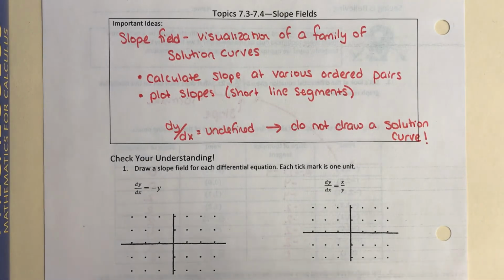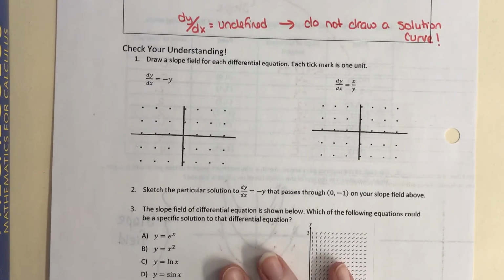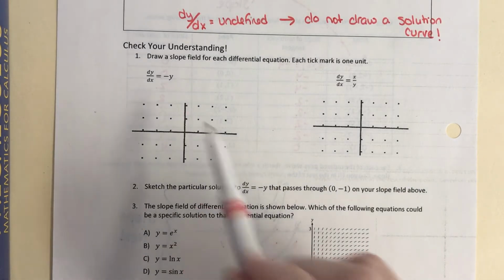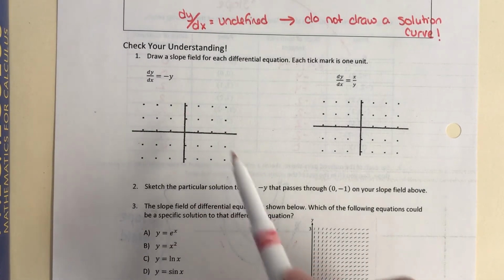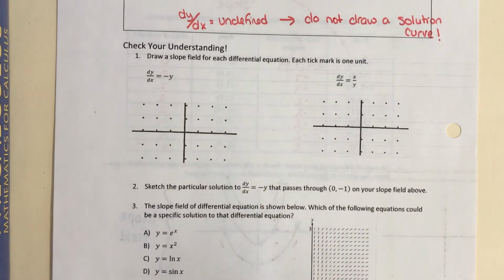Okay, so for question number 1, we have a bunch of points, and we're going to be drawing slope fields for these differential equations. And there's a bunch here. Now on an AP exam, they wouldn't give you this many points. They would probably give you maybe between 6 and 10 points. And you're just going to take a point.